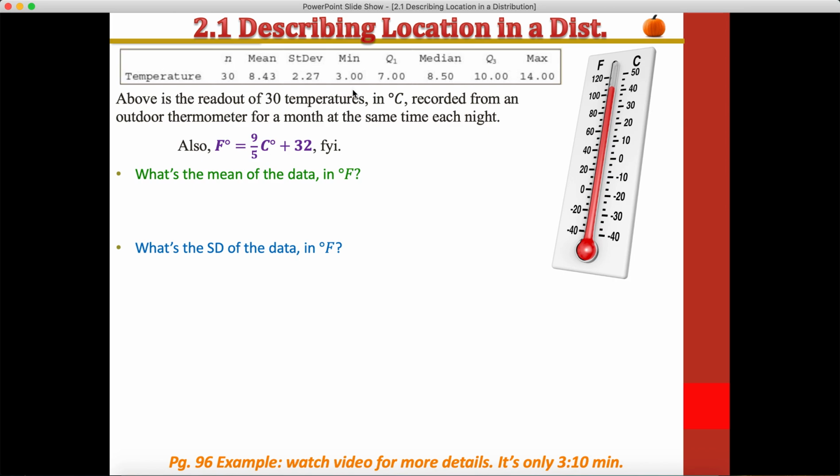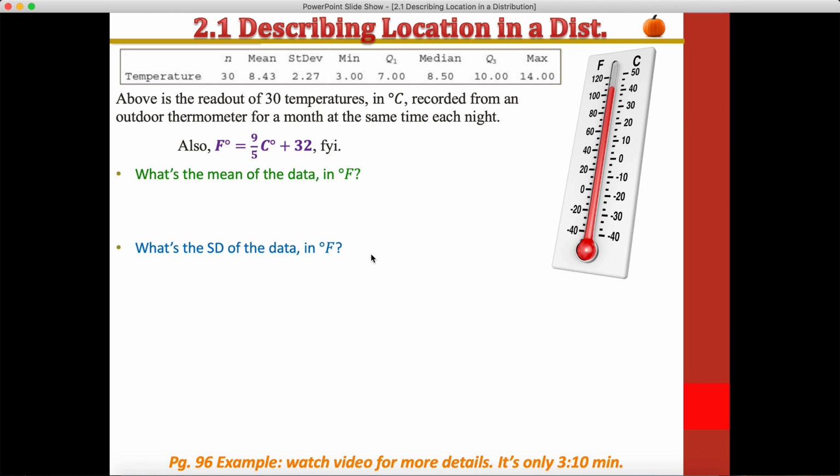In practice, let's say I give you this data set of a readout of 30 temperatures in Celsius, recorded from an outdoor thermometer for a month at the same time each night. You can imagine we're in America. We don't like to talk in Celsius. We want to know Fahrenheit. So what I could do is convert every measurement in this distribution into Fahrenheit instead. And here's the formula to convert Celsius to Fahrenheit. I would take the Celsius temperature, multiply by 9/5, and then add 32 to it.